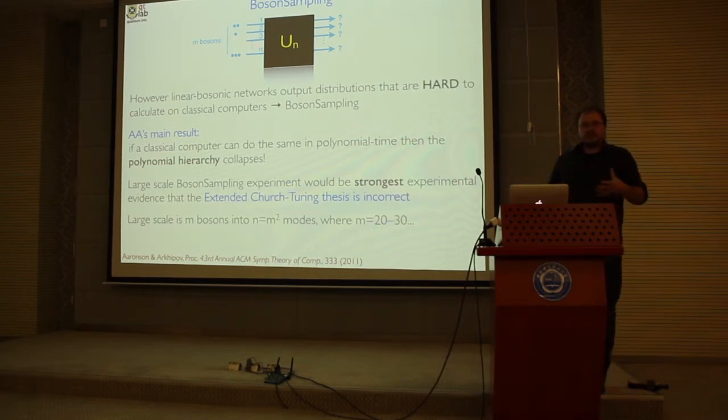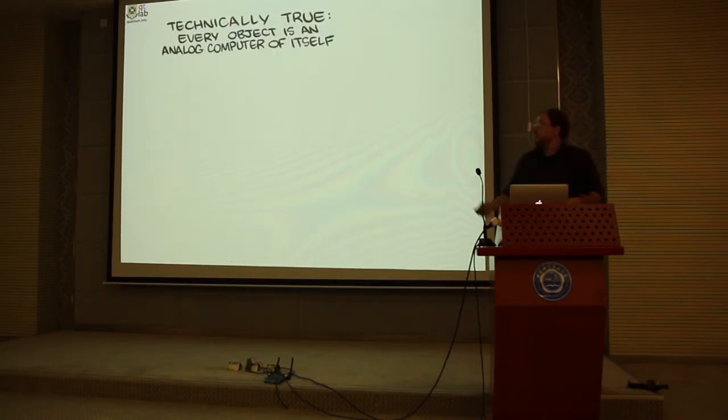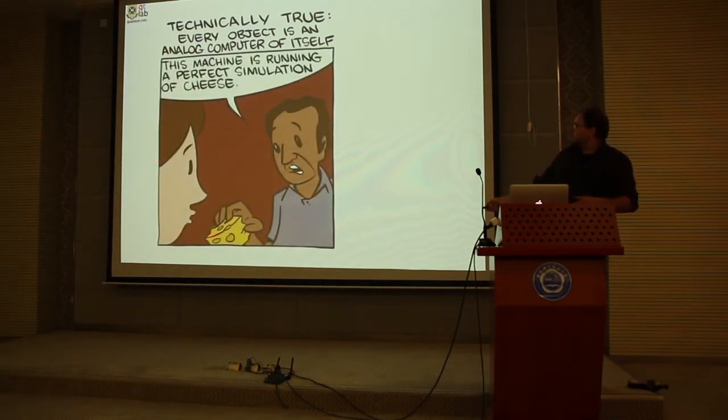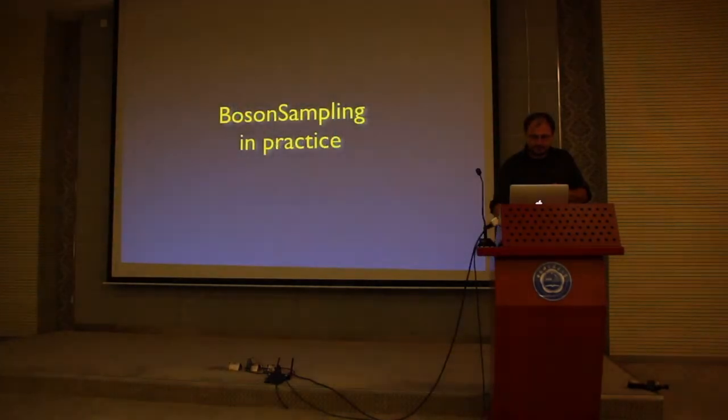When you look at this, you think, but it's a device, and it's emulating itself. It's a bit like, technically true, every object is an analog computer of itself. This piece of cheese, this machine is running a perfect simulation of cheese, and it's running it faster than any supercomputer. Now I'm going to convince you that's not what's happening with boson sampling.